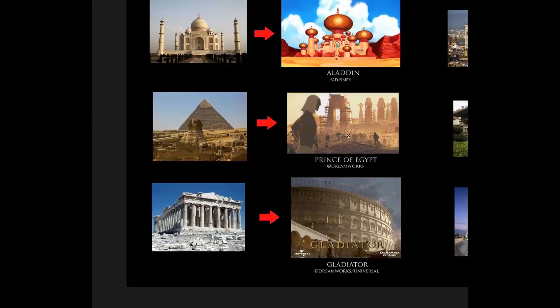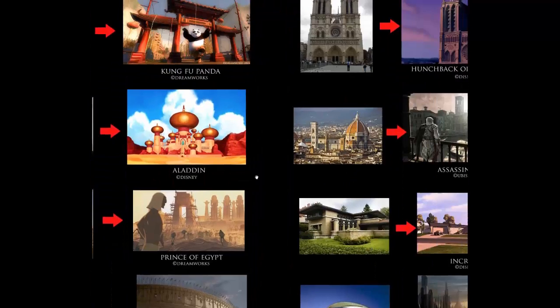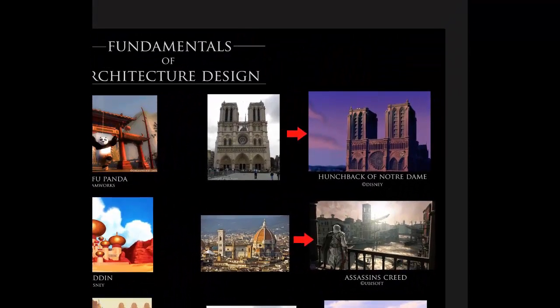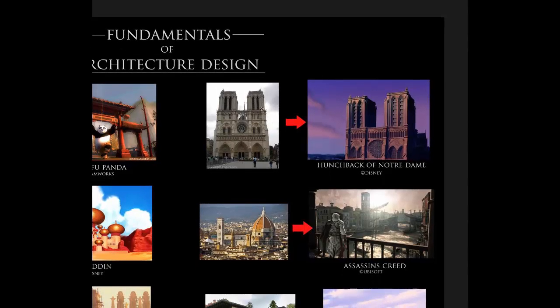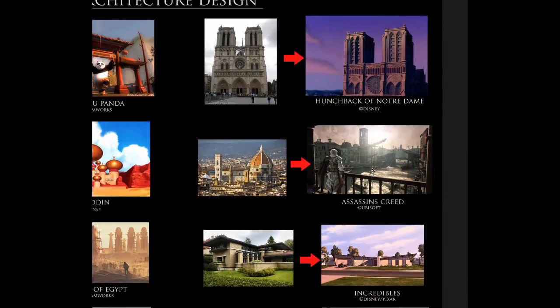Egypt and Prince of Egypt. So basically every one of these films has referenced traditional architecture. Here we have Gladiator, referencing, of course, old ancient Rome. Hunchback of Notre Dame by Disney, of course, referencing the original. Assassin's Creed, in one of the games, referencing kind of the Renaissance period.